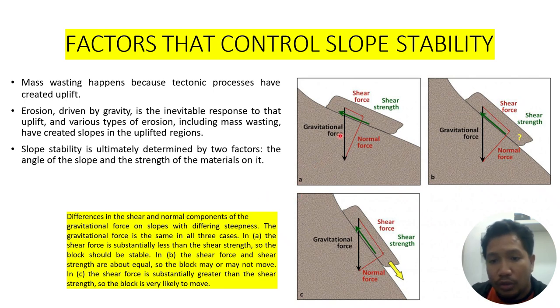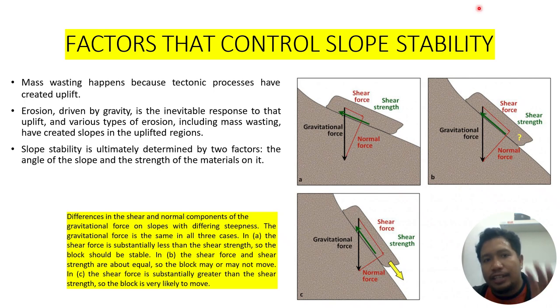For the gravitational force over here, this is the force of gravity acting on the object, and it is represented by the black arrow over here, which always points straight down, perpendicular to a flat surface. The slope is stable if the shear force is less than the shear strength. If the shear force is greater than the shear strength, the slope will fail and the object will move down the slope.